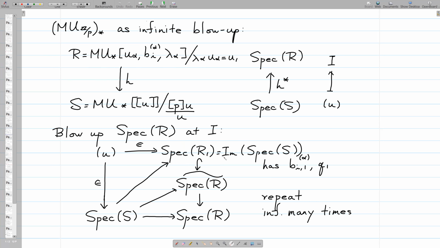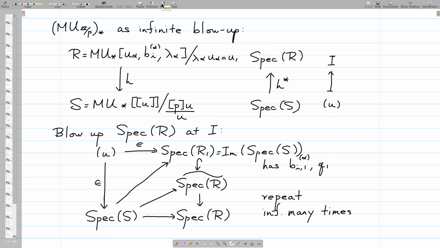And this spec R1, this blow up, is the model for peeling off the constant term and dividing by U1. That's going to give you all the B I1 alpha and the Q1. And then you can take this R1 and again map it into S, do the same thing. So you repeat this process infinitely many times. This infinite repeated blow up gives us a model for MU Z mod P.